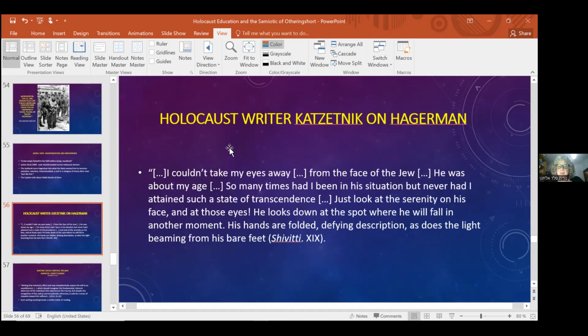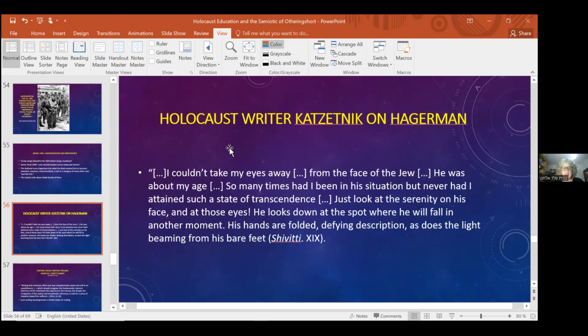So many times had I been in his situation, but never had I attained such a state of transcendence. Just look at the serenity on his face and at those eyes. He looks down at the spot where he will fall in another moment. His hands are folded, defying description, as does the light beaming from his bare feet.